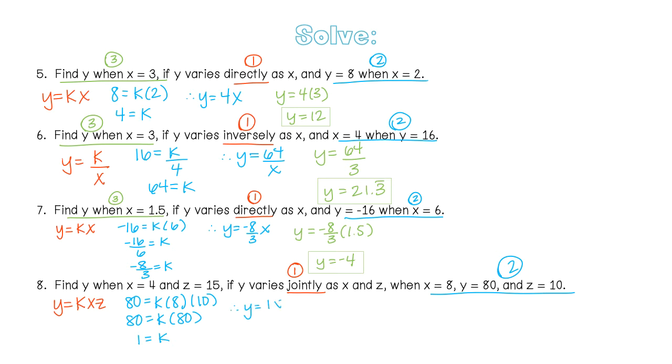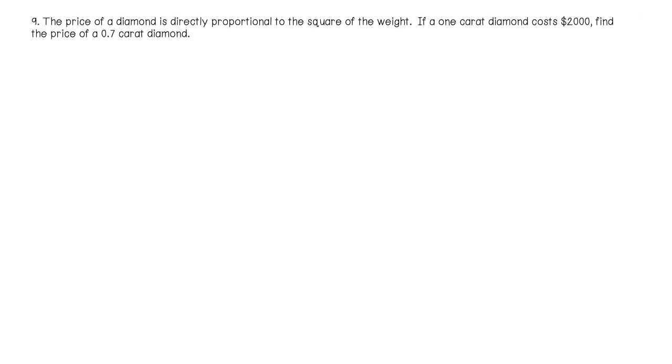Now I'm going to rewrite that with my constant of variation included. Finally, I can answer the question. What is y if x is 4 and z is 15? Y is 60. All right? How do we feel? I'm hoping we feel confident and good. Now I'm going to move on to something that looks a little bit more intimidating.